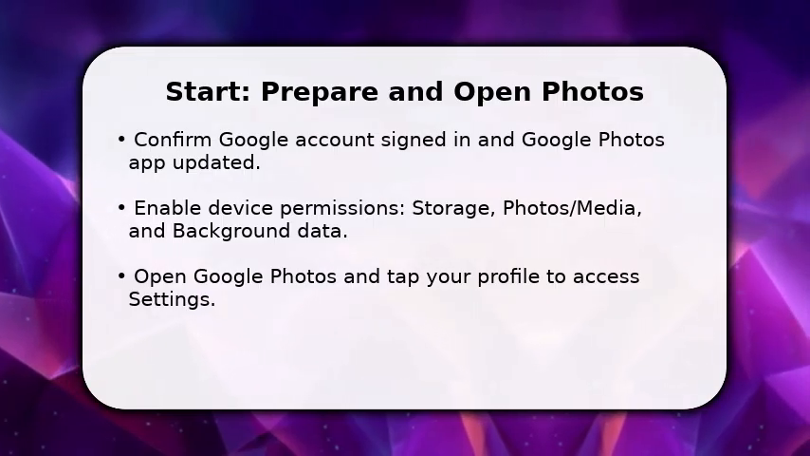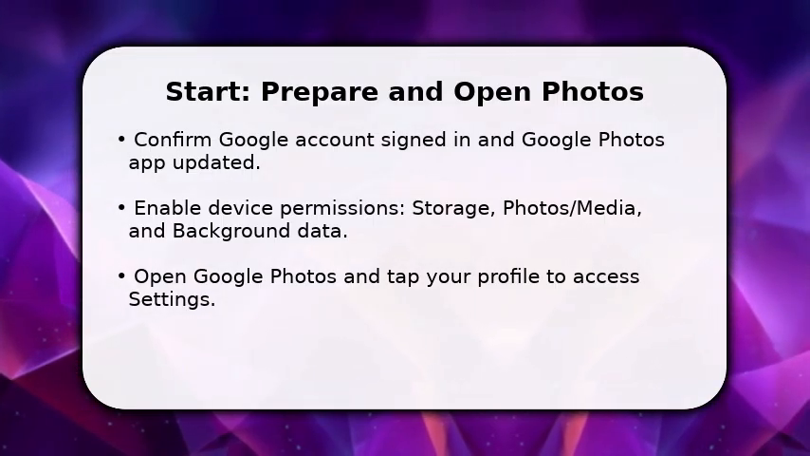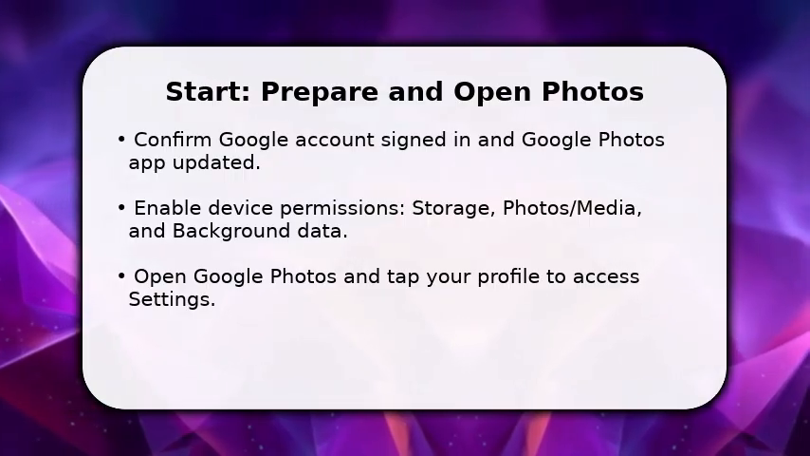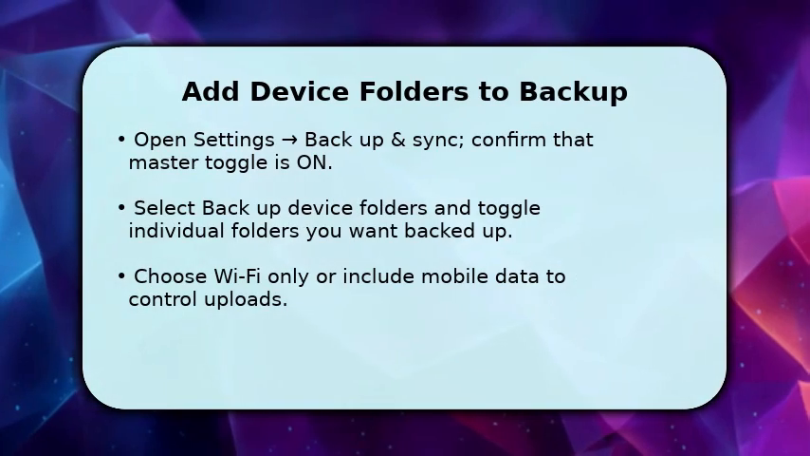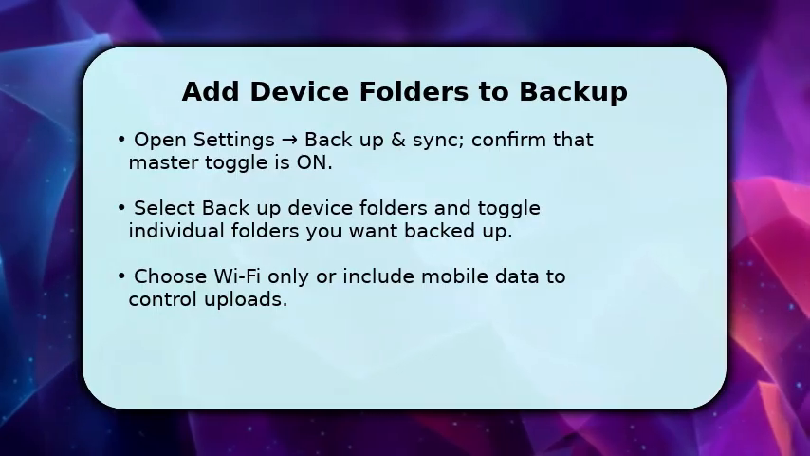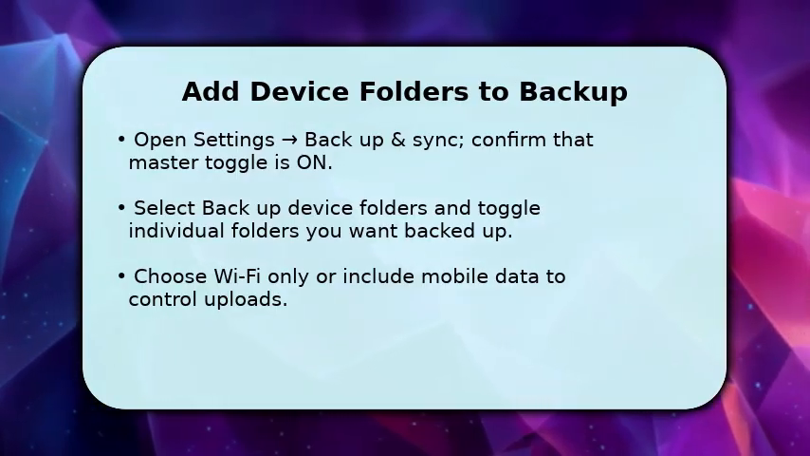Make sure mobile data settings won't block uploads by accident so the backup can start as soon as you add folders. You're now adding the actual folders. Tap Backup and Sync and confirm the main toggle is on. This turns on cloud backups for the account.